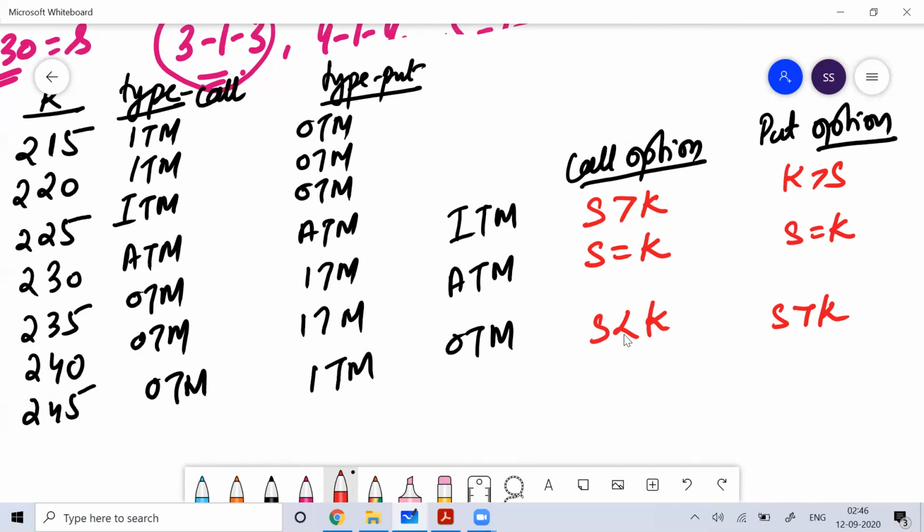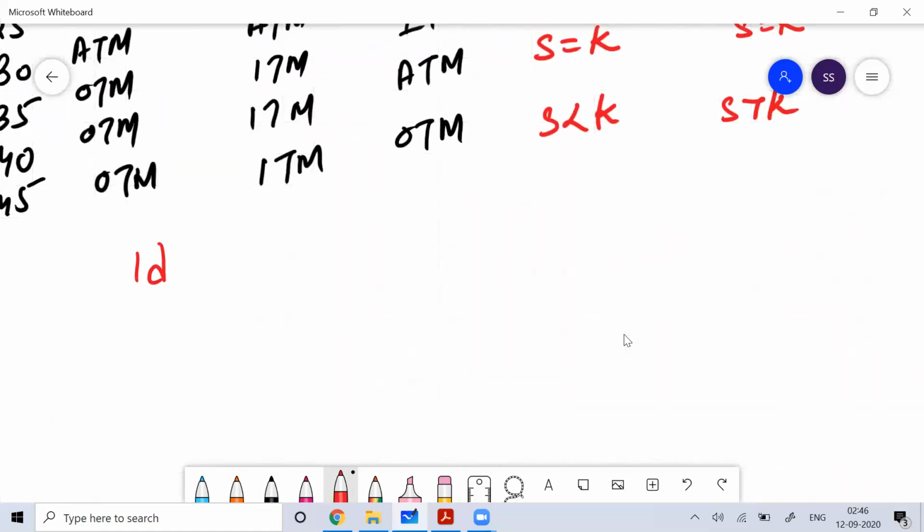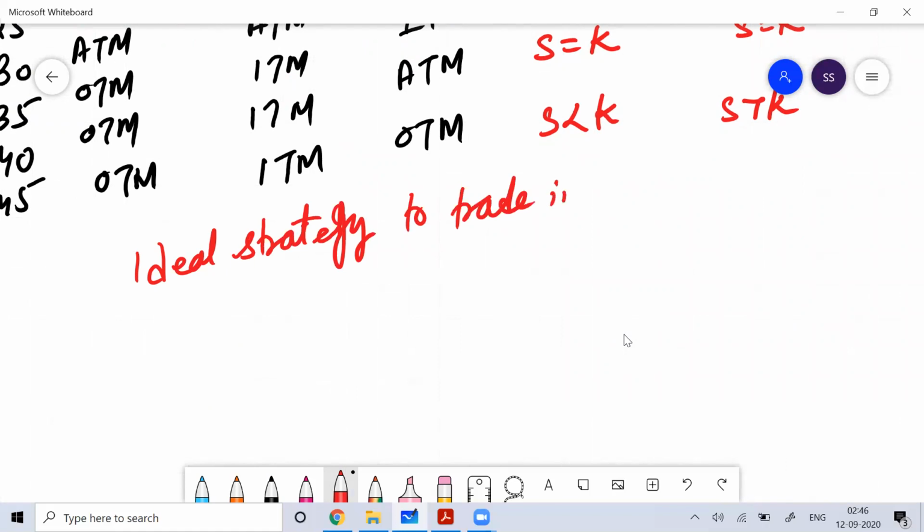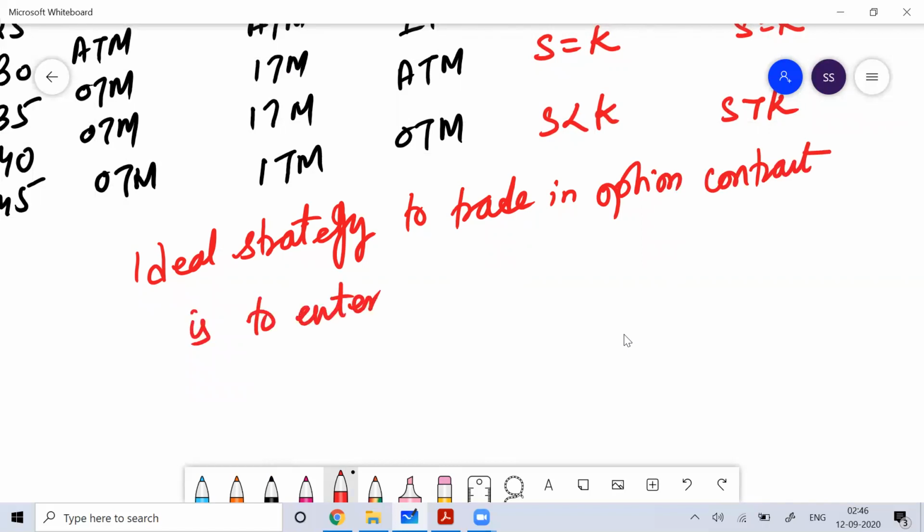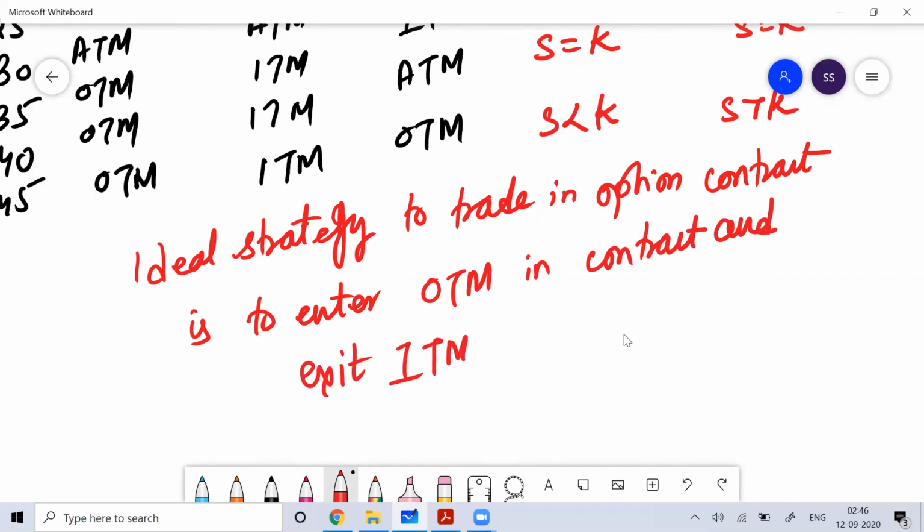So the ideal strategy to trade an option contract is to enter out of the money into the contract and exit in the money from the option contract. You need to understand this part. I'll make you understand this.